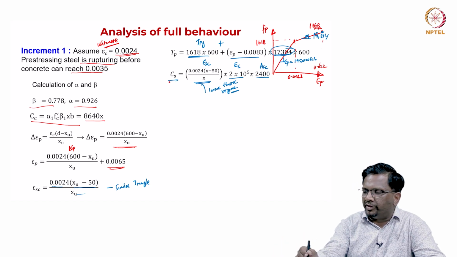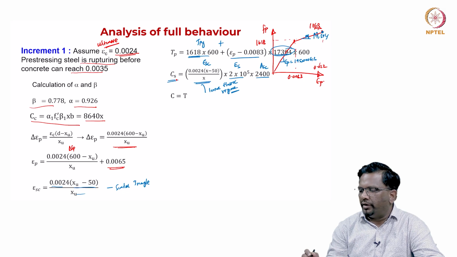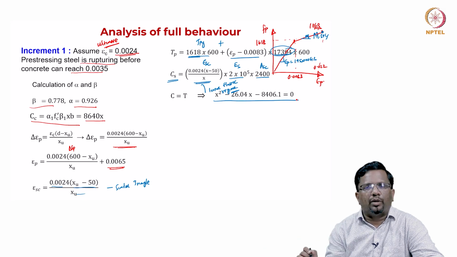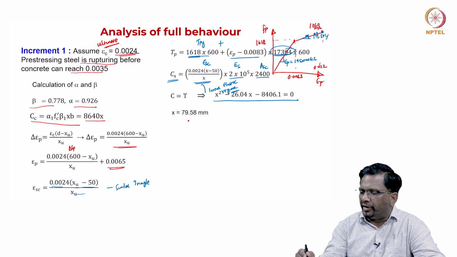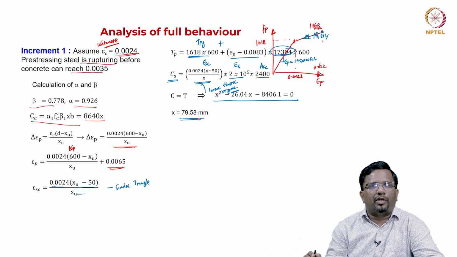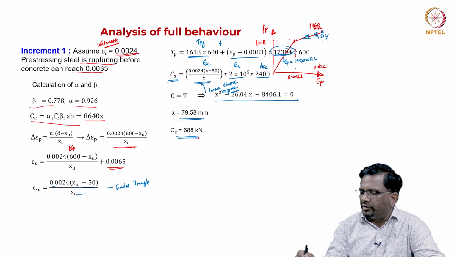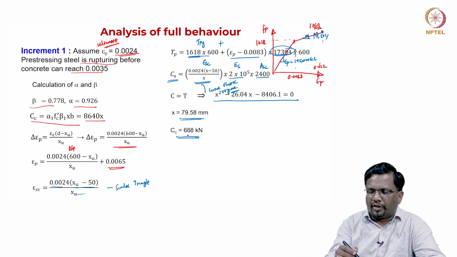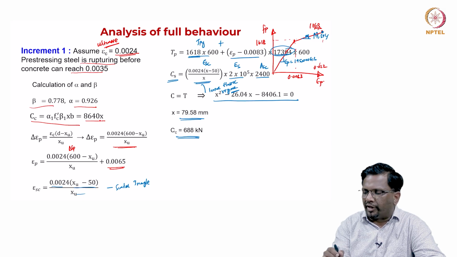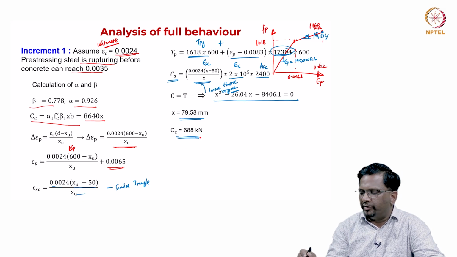This way I can get my CS, then I can equate C equal to T. So basically that gives me one quadratic equation in X, and when I solve for it, I get my neutral axis depth of 79.58 millimeter. The compression force you can calculate as 8640 times X, which is 79.58, giving me 688 kilonewton.